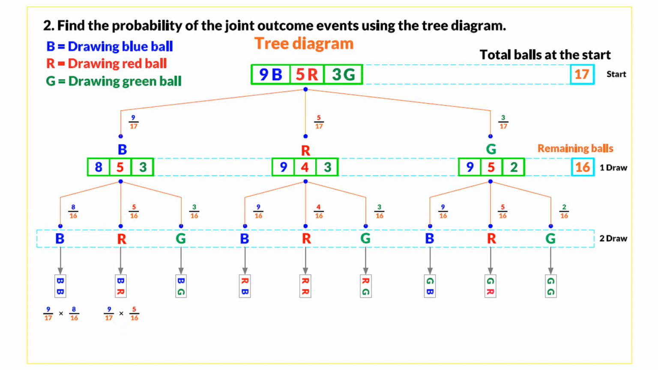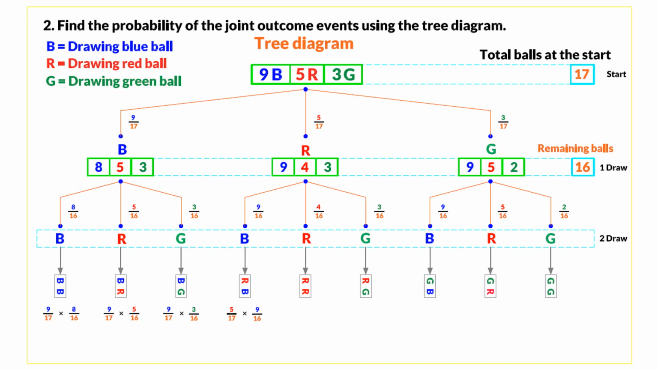So let us find also the probability of first blue and second green. We highlight the branches leading to this event, and we multiply the probability of picking blue with the probability of picking green, and we get the probability of first blue and second green. So let us also find the probability of first red and second blue. We highlight the branches leading to this event, and we multiply the probability of picking first red with the probability of picking second blue, and we get the probability of red first and second blue.